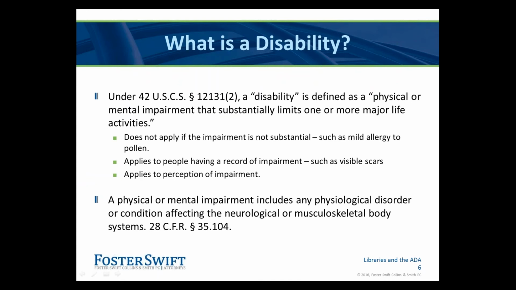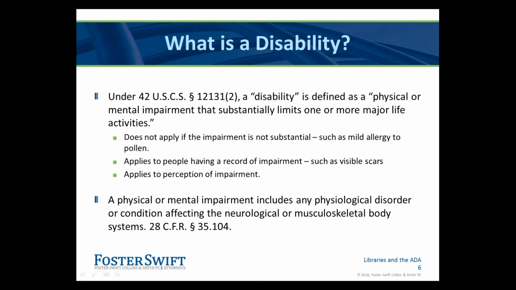So what is a disability under the ADA? A disability is defined as a physical or mental impairment that substantially limits one or more major life activities. It does not apply to an impairment that's not substantial. And the federal government gives us examples such as a mild allergy to pollen. For example, if you had a program that was outside and one of the patrons wanted you to move it inside because of a mild allergy, that would not be a disability that you're required to address under the ADA.